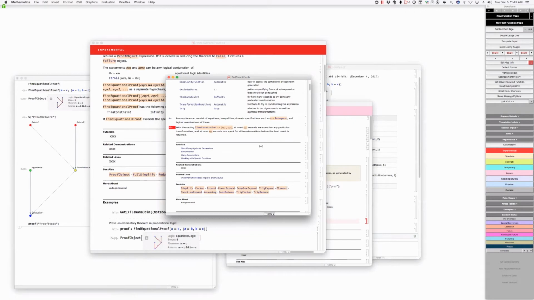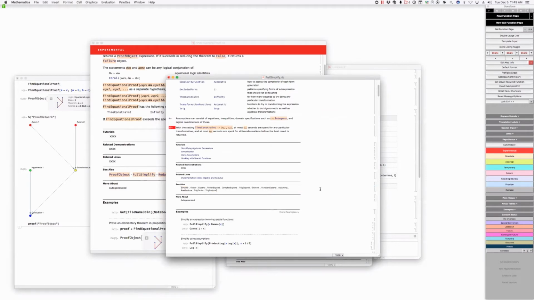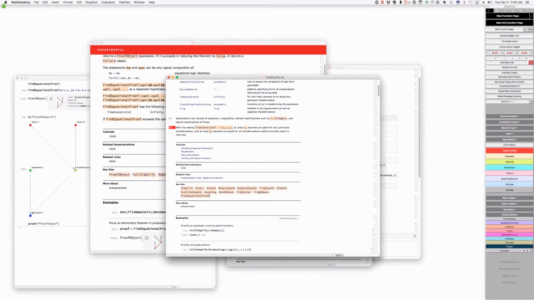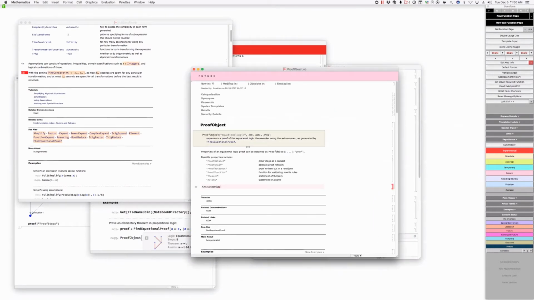Okay. So where in that list should we put FindEquationalProof? Arguably at the end, it's really kind of a different thing. Yeah. Okay. Now, ProofObject. Eventually, it will support other types of logic, but right now it's only equational logic. That's why we put it there.